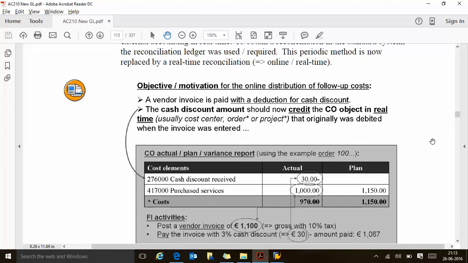Objectives or motivation for online distribution of follow-up cost. What happened here is the vendor invoice is paid with the deduction of cash discount. The cash discount amount should now be credited to the CO object in real time. So the moment we deduct the cash discount, the discount portion now goes to CO, usually the cost center, order, or project that was originally debited. So at the time of invoice, whatever object you debited will get the credit, and the discount will go to the CO area.